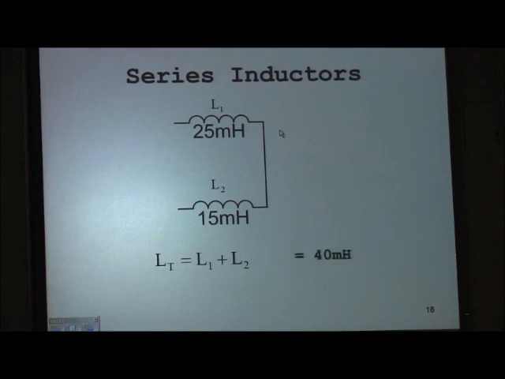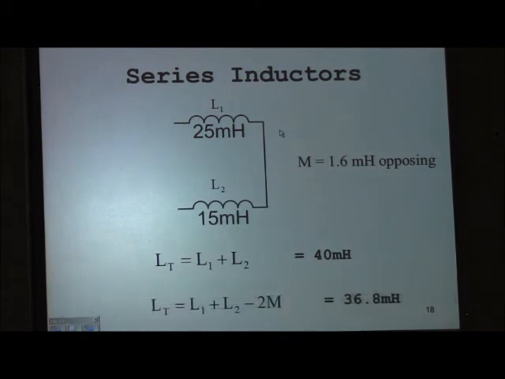Okay, this was without mutual inductance in series. We just add them up, and now 1.6 millihenries opposing. We got 3.2 millihenries when we multiply it by 2. It's opposing, so we subtract from 40, and get 36.8 millihenries.